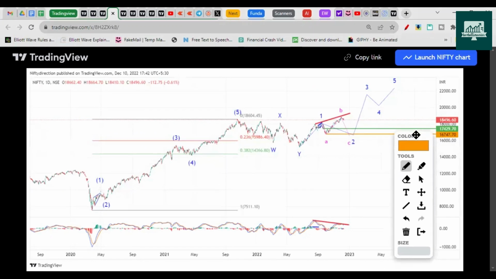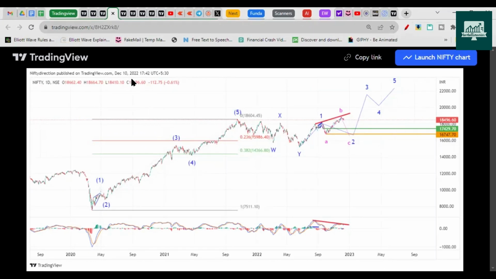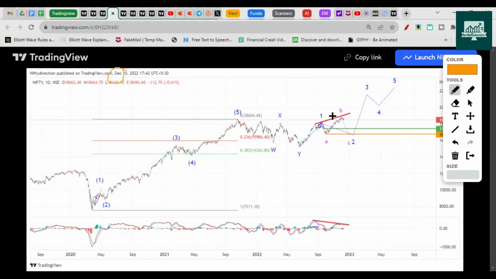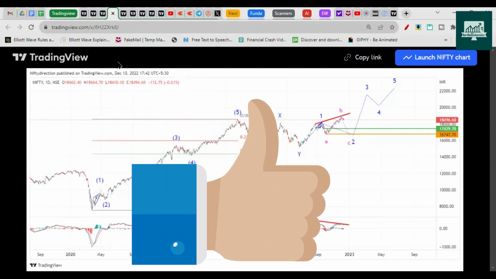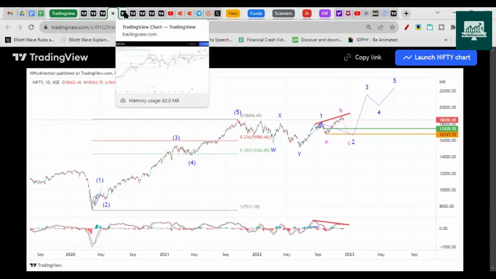Bro Billionaires weekly Nifty analysis video with Elliott Wave and price action. This is the chart we discussed in December, and this was our view. We were expecting Nifty to make an expanded flat correction, and we mentioned that Nifty has finished wave 2 here, and this is wave 1 from COVID, and then we were progressing higher. So like this, we analyzed Nifty with Elliott Wave.